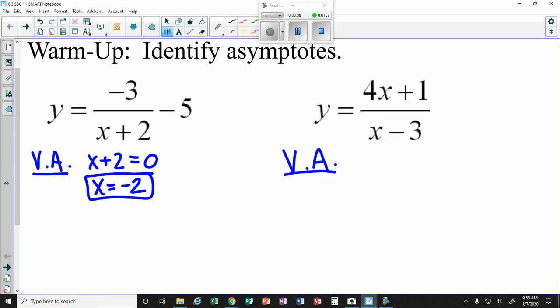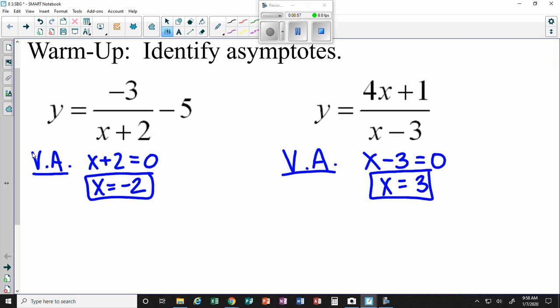Over here, set the bottom equal to 0 and solve. So x equals 3. Okay, so the vertical asymptote is the same no matter which of those forms you get. It's going to be the same today too, when you do a little more challenging ones. Vertical asymptote's always when the denominator equals 0.